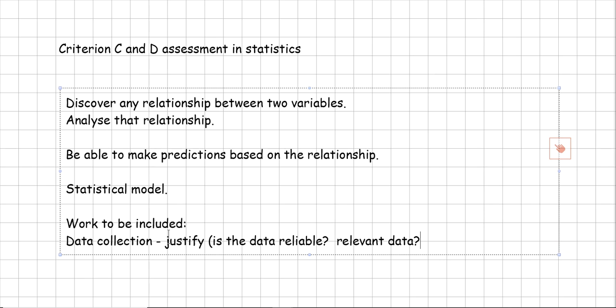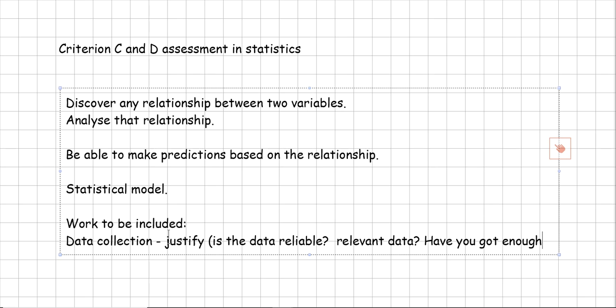Is it just some guy that happens to watch every game because he's got nothing else to do and records it on his own site? He doesn't like the Lakers, so he just records them a bit differently. So it depends what you're doing. This is where you can start talking about that for your criterion D stuff. Is it relevant? Should be. That's normally an easy one. Is the data reliable? Right.